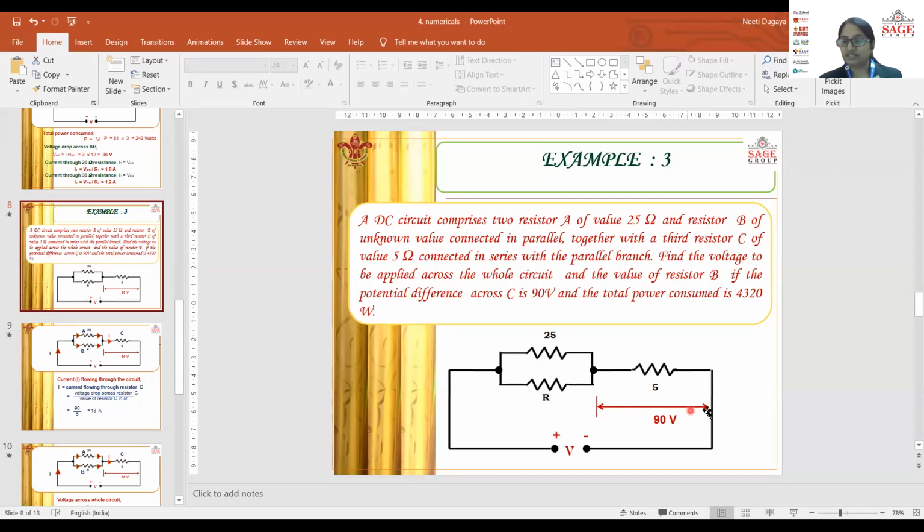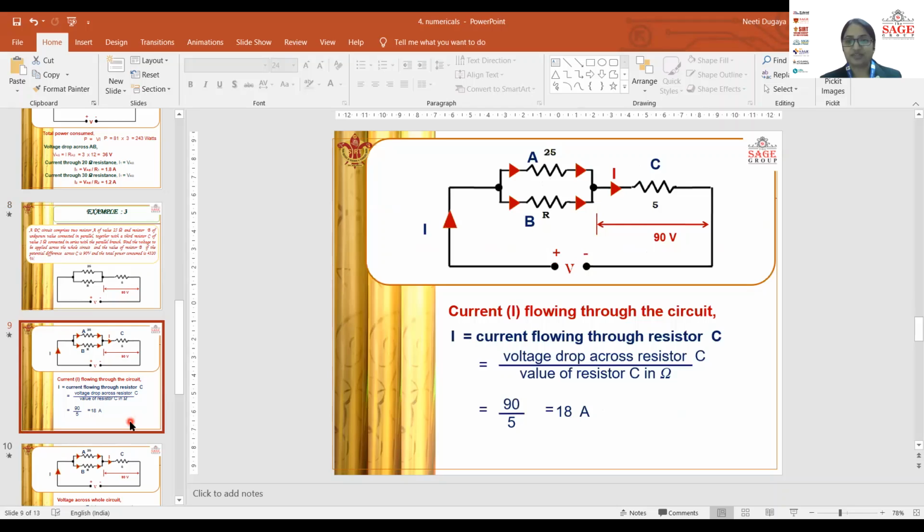And the voltage across this resistance C has been given as 90 volts, and we need to find out the voltage across this circuit, and the power consumed across the whole circuit has been given here as 4320 watts, right? So first of all, we need to write all the data which has been given here. While you're solving any question and writing it in the answer sheet, you first need to write the given data, then you have to start putting in the numerical and go further, right?